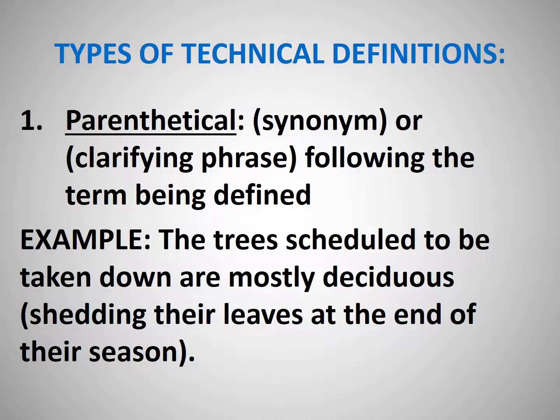So let's look at an example here. The trees scheduled to be taken down are mostly deciduous. Parentheses. Phrase that defines deciduous. Parentheses. See how that works? All right? So that's what we mean by parenthetical. In parentheses, comes directly after the word we want to define, and is either one word or a brief phrase that defines that word.